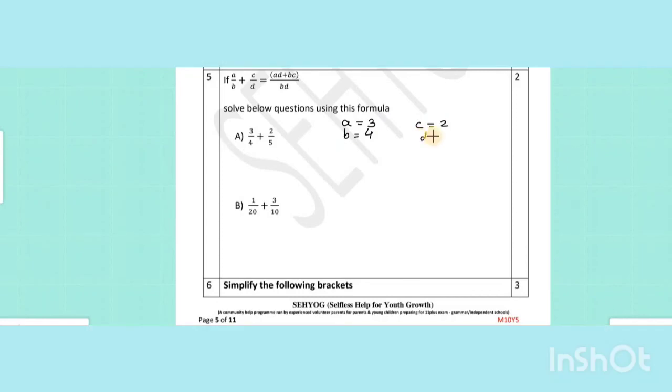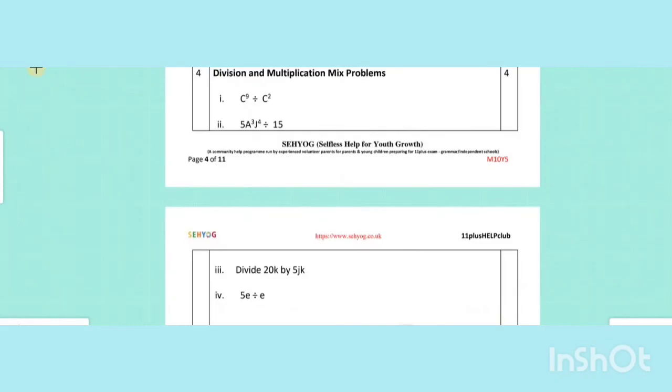So the answer is 2. In question number 5, a by b plus c by d equal to ad plus bc by bd. So in part A, in place of a we have 3, in place of b we have 4, in place of c we have 2, and in place of d we have 5. Writing the right hand side, ad, so that is 3 times 5 plus bc, that is 4 times 2, by bd, that is 4 times 5, that is 15 plus 8 by 20, that is 23 upon 20, or 1 whole number 3 upon 20.